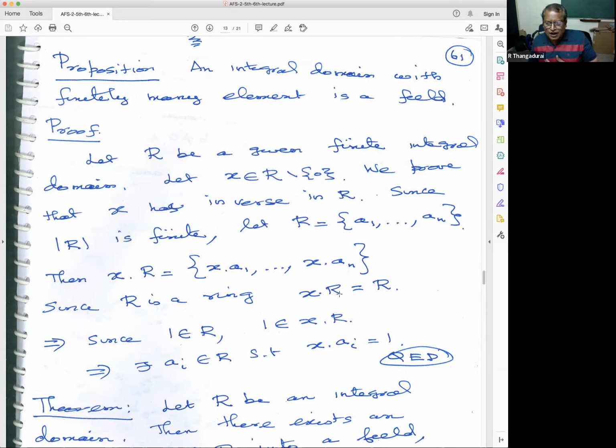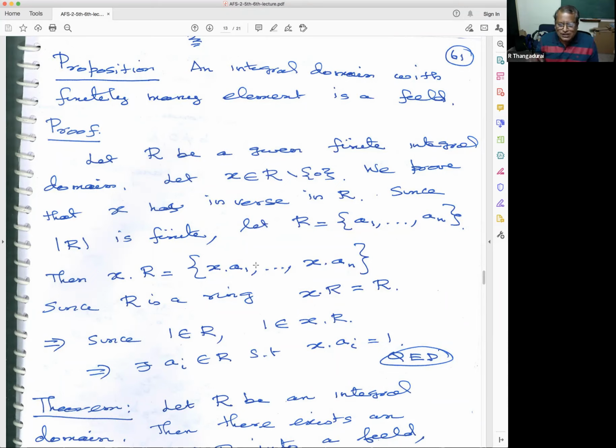Because R is an integral domain, cancellation holds. Therefore, if x·ai equals x·aj, then x cancels, and ai equals aj. It means all the elements are different and its cardinality is n. And it is inside R, because of the closure property of the ring R. Therefore, x·R equals R.